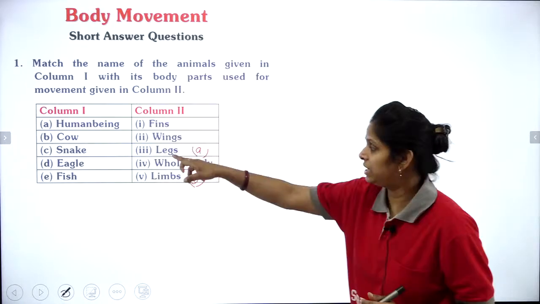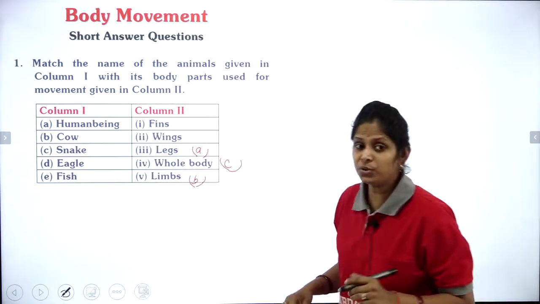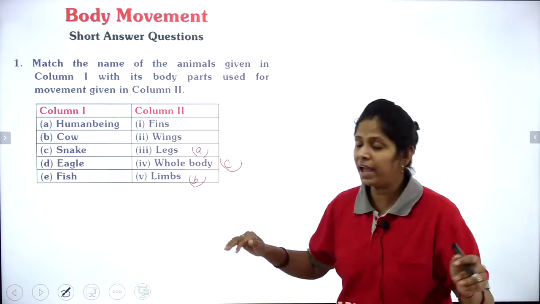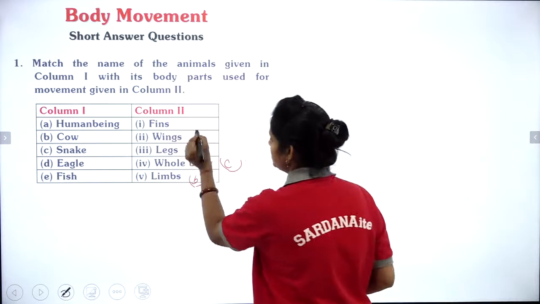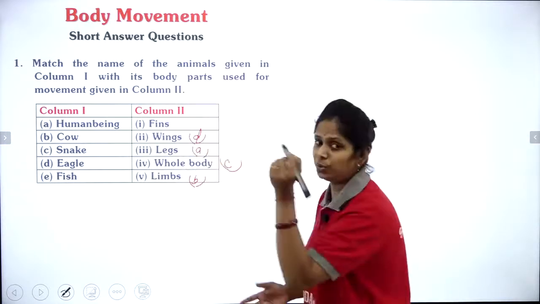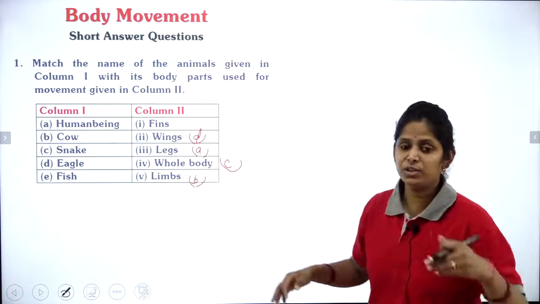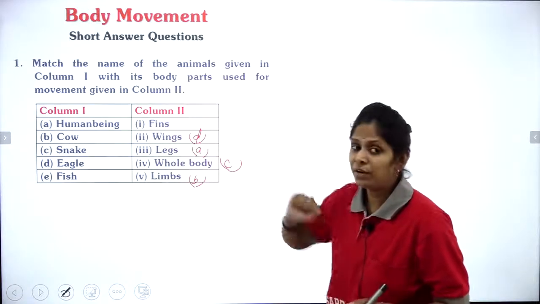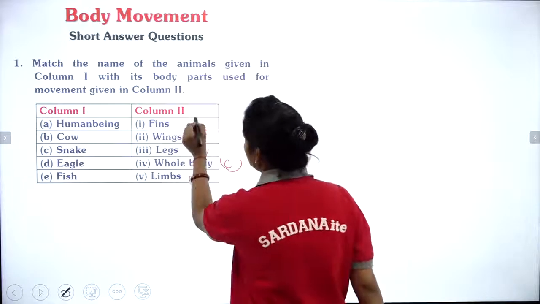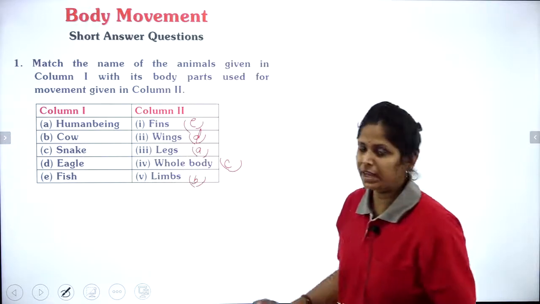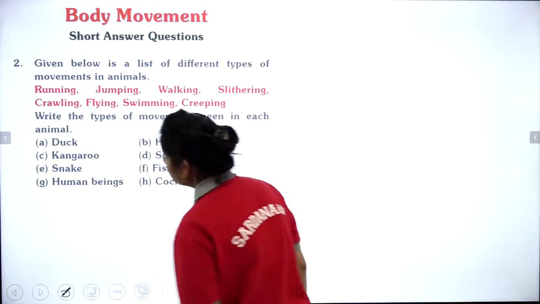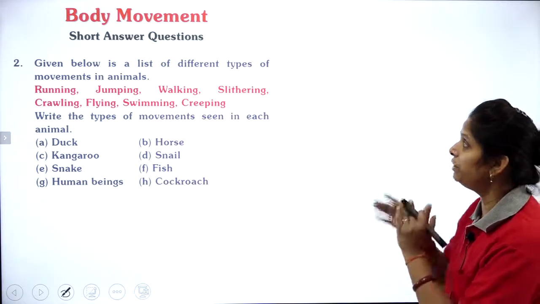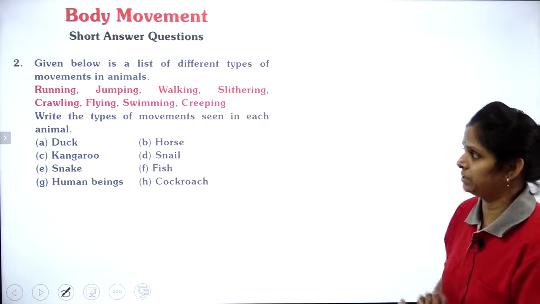Given below is a list of different types of movement in animals. You can see different types of movement here: running, jumping, walking, slithering, crawling, flying, swimming and creeping. With these movements, write the types of movement seen in each animal. So in these animals you have to write down the type of movement. Duck, which type of movement can be seen here? In A option, I will start from here.